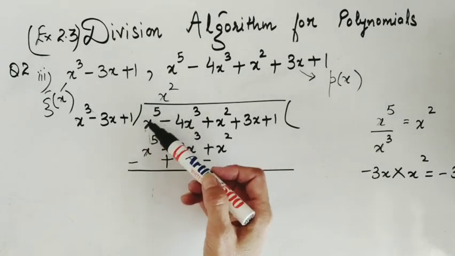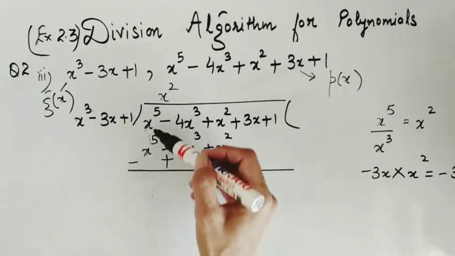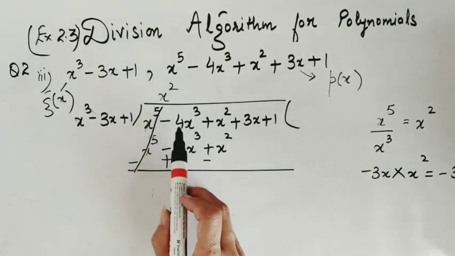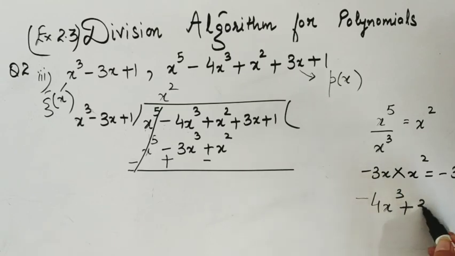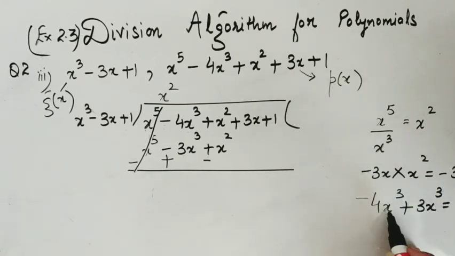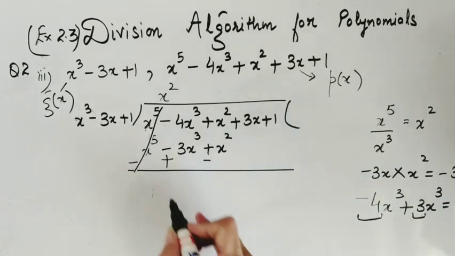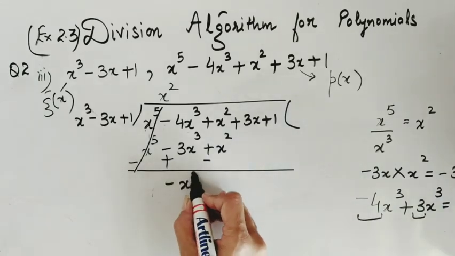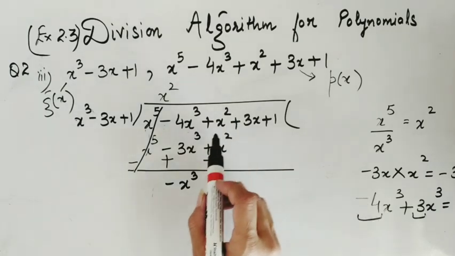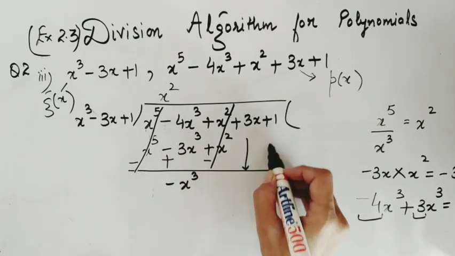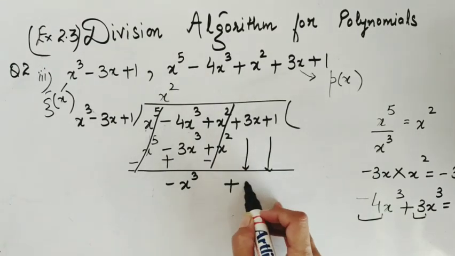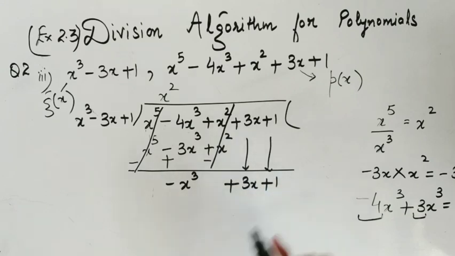So x raised to power 5 positive, x raised to power 5 negative, this eliminates. Minus 4x cube plus 3x cube would be what? x cube comes as such. This is nothing but minus 4 added to 3, which is minus 1. So this is minus 1x cube or just minus x cube. x square positive, x square negative, even this eliminates. Now bring the remaining terms down. The remaining terms are plus 3x and plus 1.